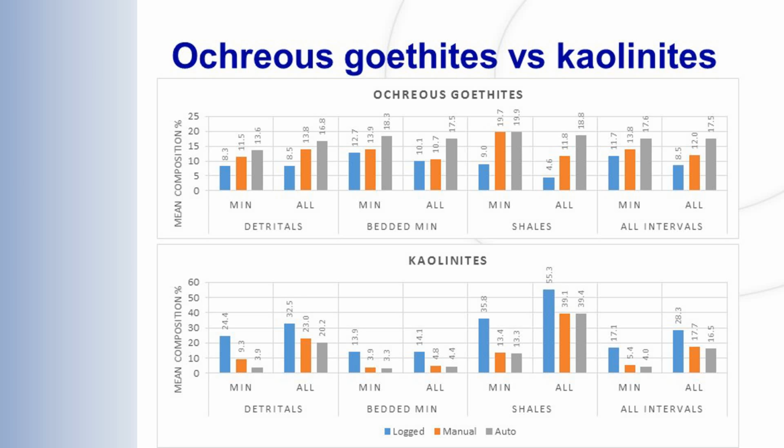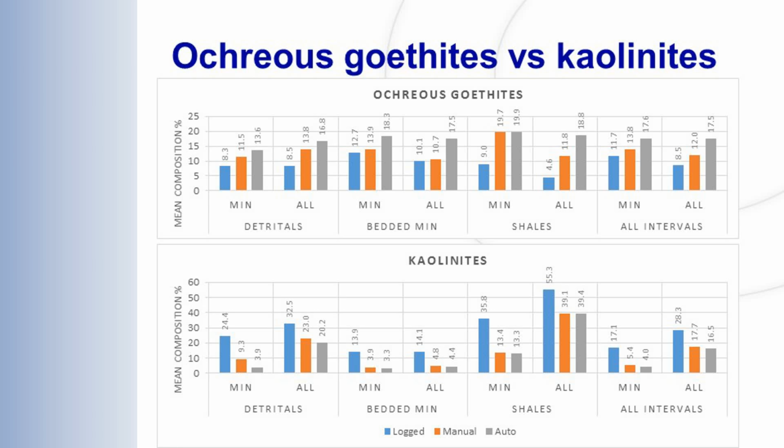What we can see here is that we've got the same colour scheme, so we've got the logged value first, then the manually validated one, and then the auto-validated composition. These are just the mean values for the intervals. We can see that typically the kaolinite types, so your shale and your clays, are overlogged, and on average they're reduced quite a lot during validation. And conversely, the ochreous goethites, the ones that look quite similar, are typically underlogged.